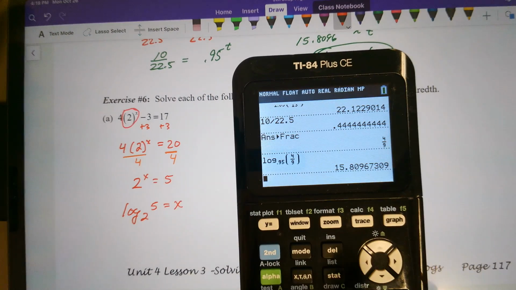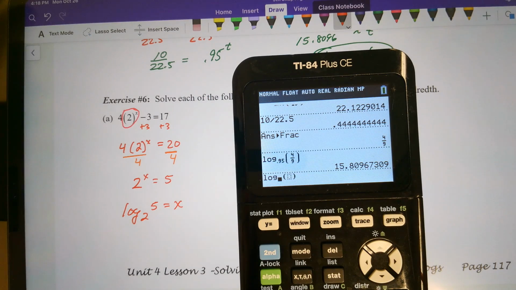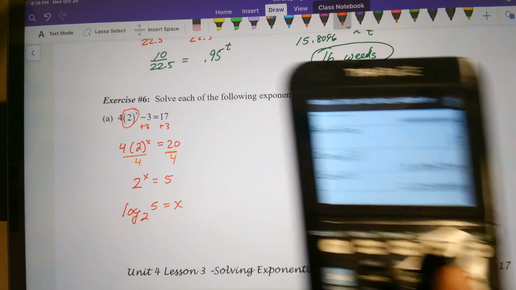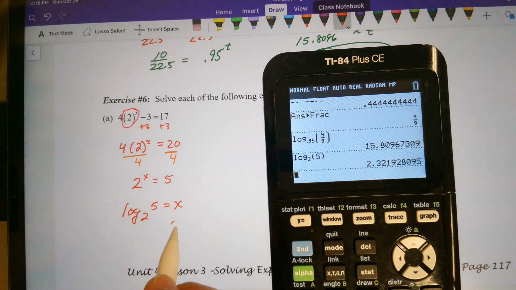Go to the calculator. To the nearest hundredth, 2.32.